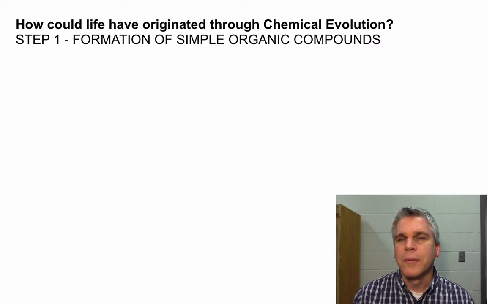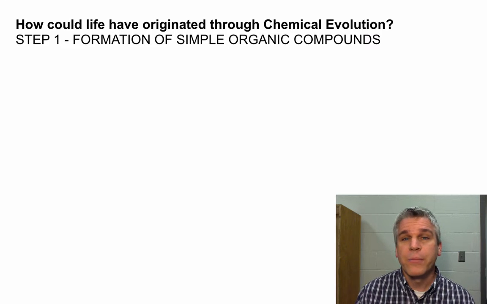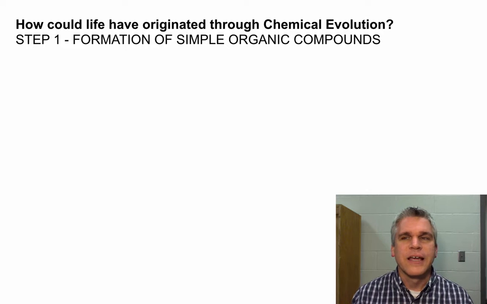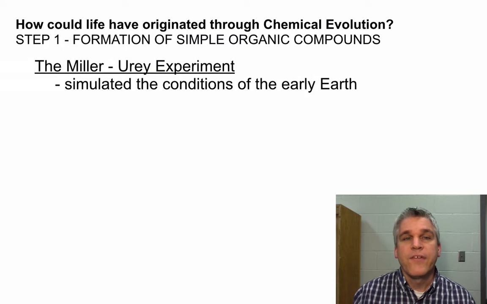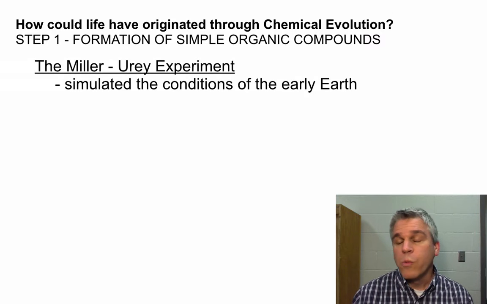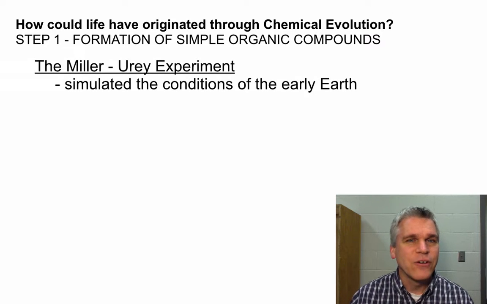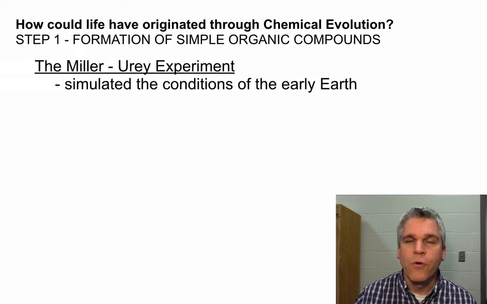All living things are made up of organic compounds, but there weren't any present in the early oceans. So how did we get things like glucose, fatty acids, glycerol, amino acids, nucleotides? A famous experiment done in the 1950s is the Miller-Urey experiment. We're going to ask just that kind of a question. Could it be possible for organic compounds to form given the conditions of the early Earth?